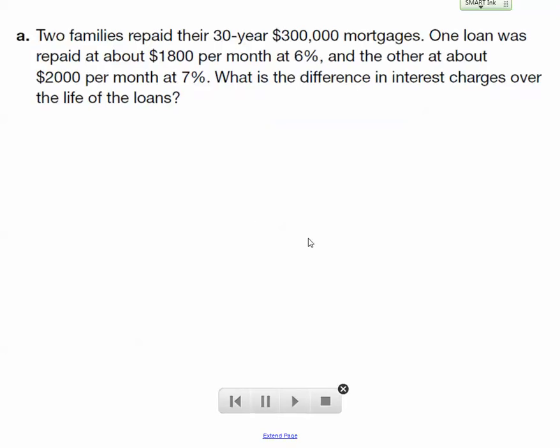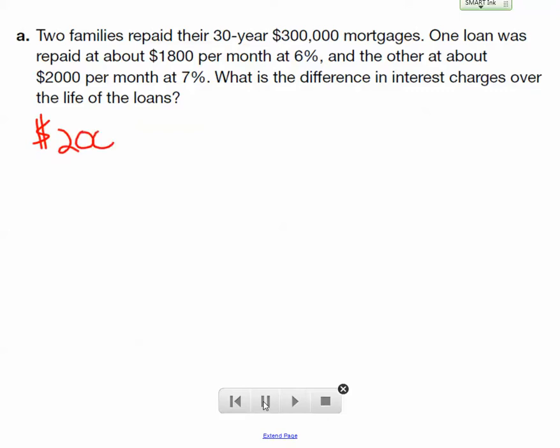We got two families. They both repaid a 30-year, $300,000 mortgage. One loan was repaid at $1,800 per month at 6%, and the other was paid at $2,000 per month at 7%. So what is the difference in their interest charges over the life of the loan? Obviously the person with the higher interest rate had to pay a higher amount per month because they're both paying this over the same amount of time, so 30 years. So the interest rates are not significant to us right now as we try and figure this out.